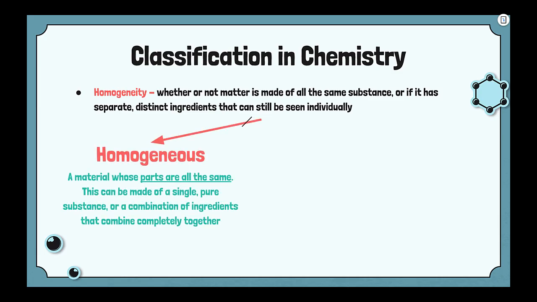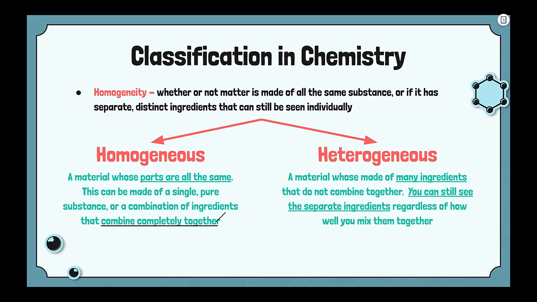Matter that is considered homogeneous is a material that is made all the same throughout. This is made of either a single pure substance, in which case it's all identical, or it's a combination of many ingredients that combine together completely. And that's going to be the major distinction we make with the other category.